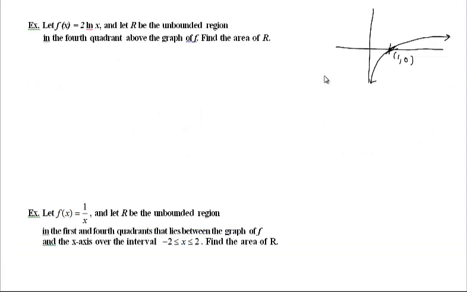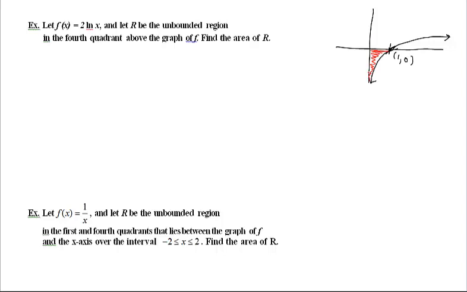In this example, let's use the graph to help us understand what we're finding. It says let f of x equal twice the natural log of x. Here we go. And let R be the unbounded region in the 4th quadrant above the graph of f. So we're in the 4th quadrant above the graph of f. They must be talking about us accumulating this region right here.